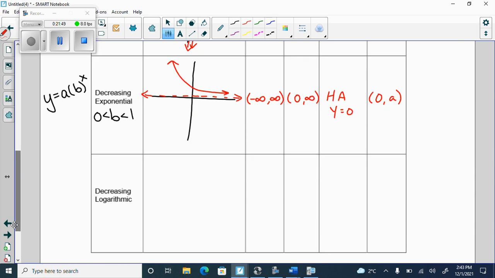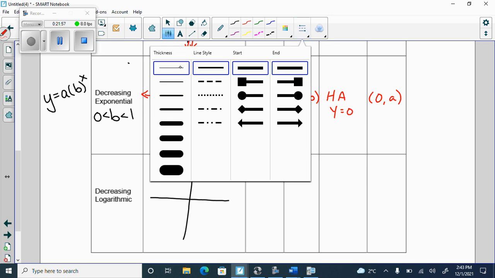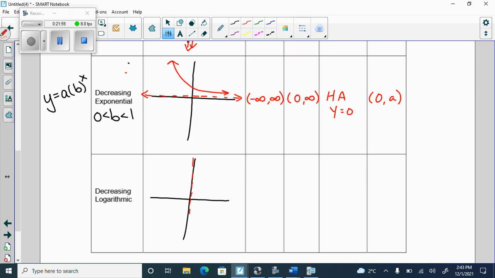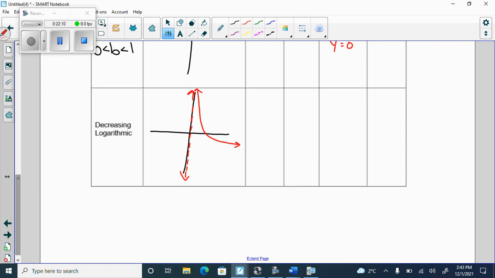A decreasing logarithmic. Lines are getting less straight as I go along. You have a vertical asymptote on the y-axis, and then it just decreases. It starts off larger and then decreases. We'll deal with the rest of that after. Okay, we're going to go to the next page.